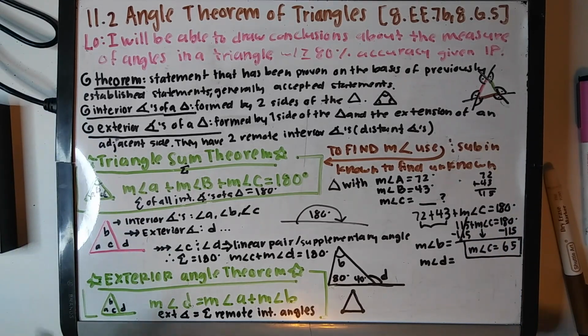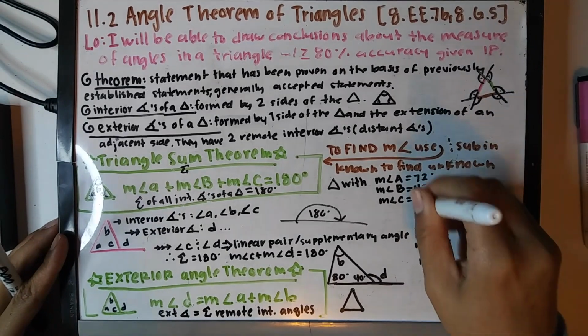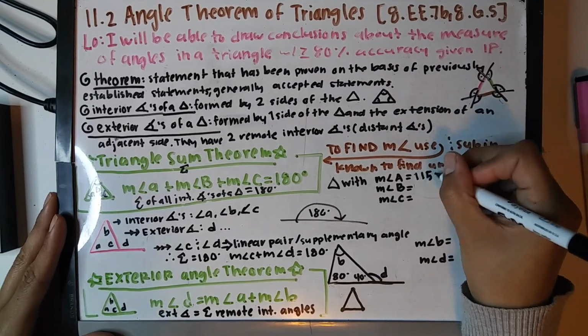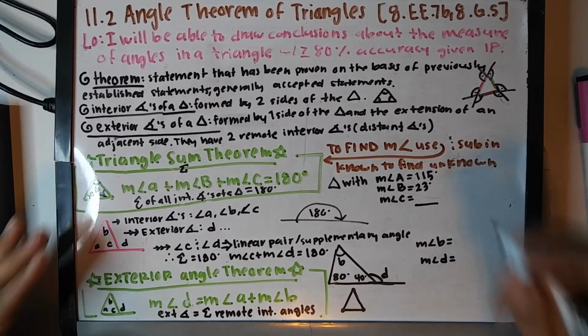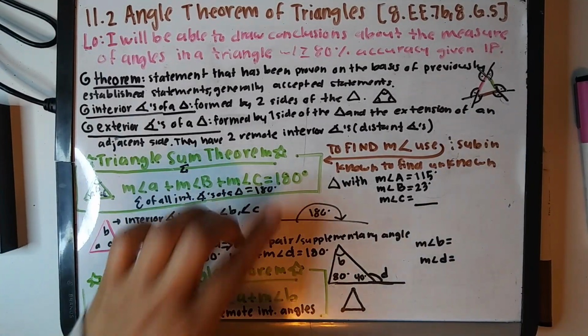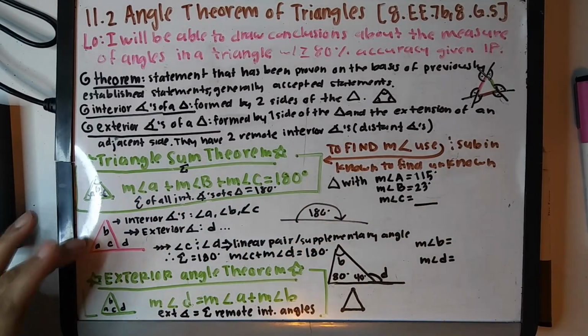Okay, let me go ahead and give you one to do. Go ahead and find the measurement of angle C. Remember, when you add them all together, they're going to equal 180. Okay, here you go. Next one.